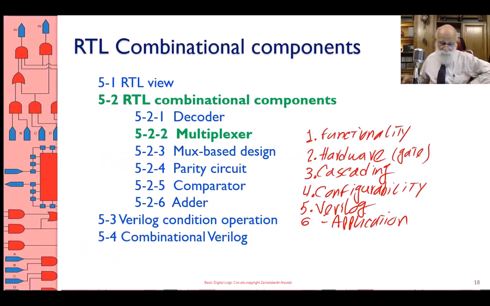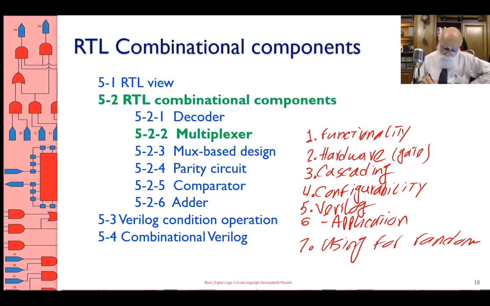We're going to be doing everything we did for the decoder: functionality, hardware, cascading, configurability, Verilog, application, and then we're going to do one more thing, and that is using it for random logic implementation.